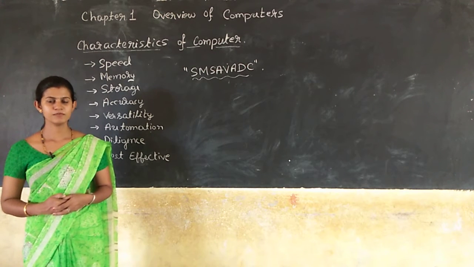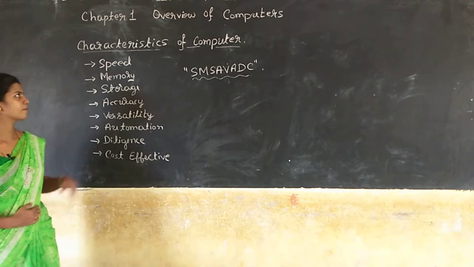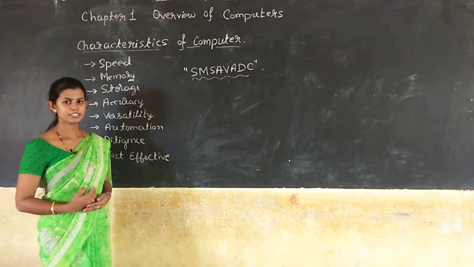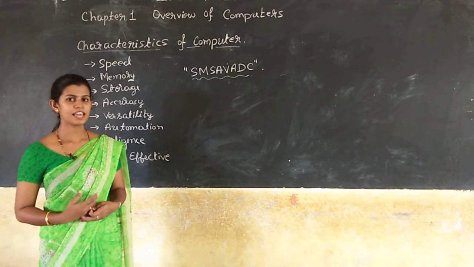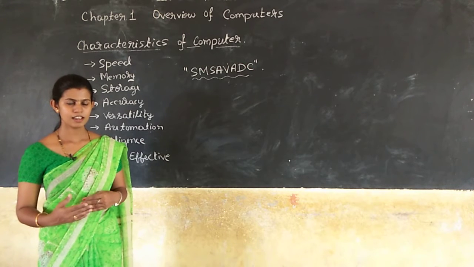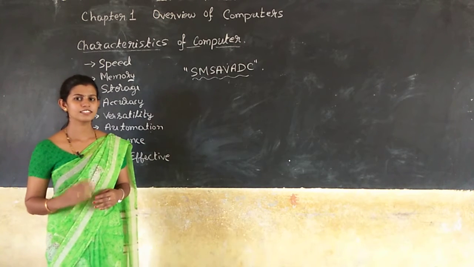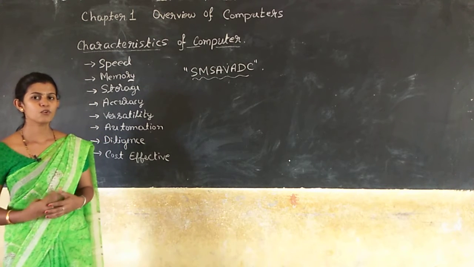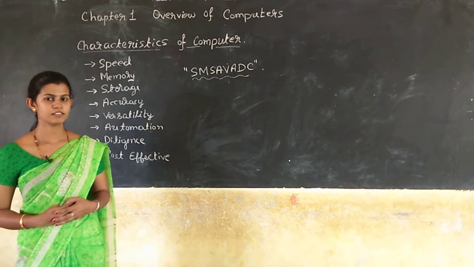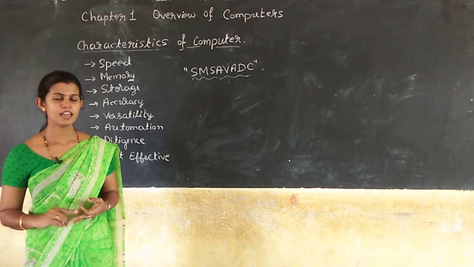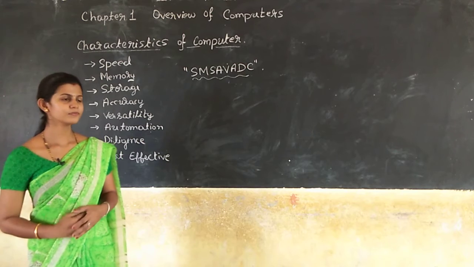In our last session, we were discussing the first chapter, overview of computers. So, what is a computer? A computer is an electronic device which will access data and process it, and it will generate the result called output. And there are basically 4 operations in a computer. First one is input, storage, process and output.